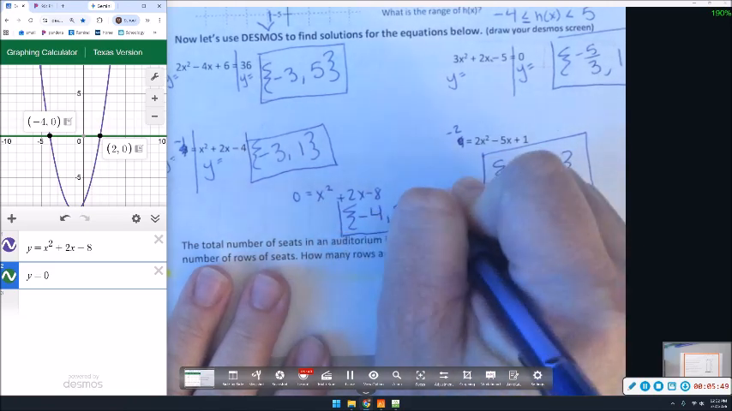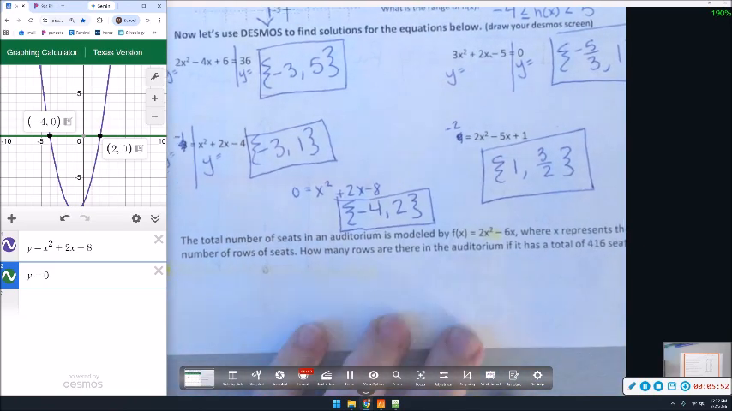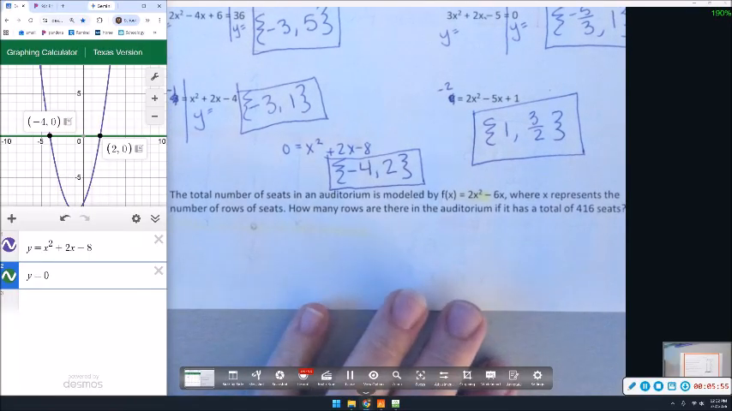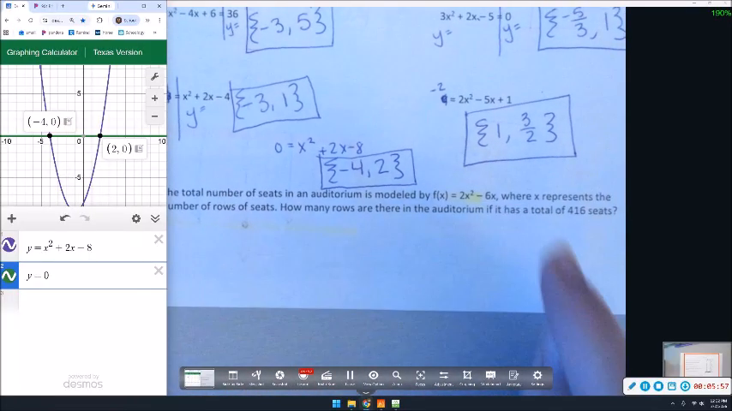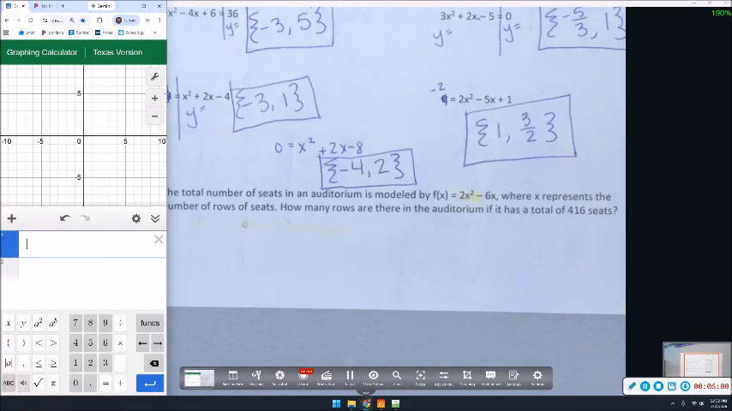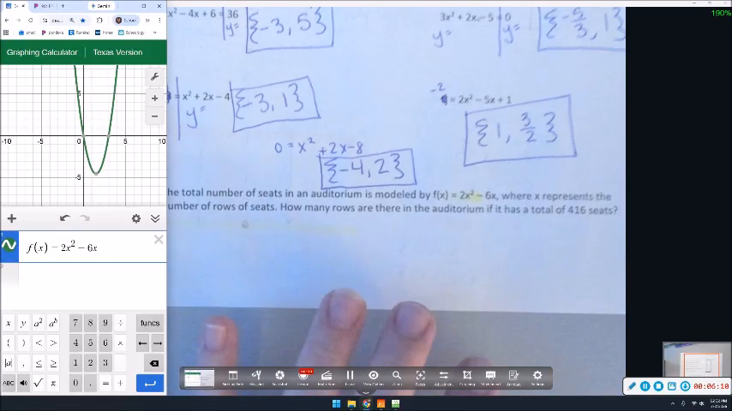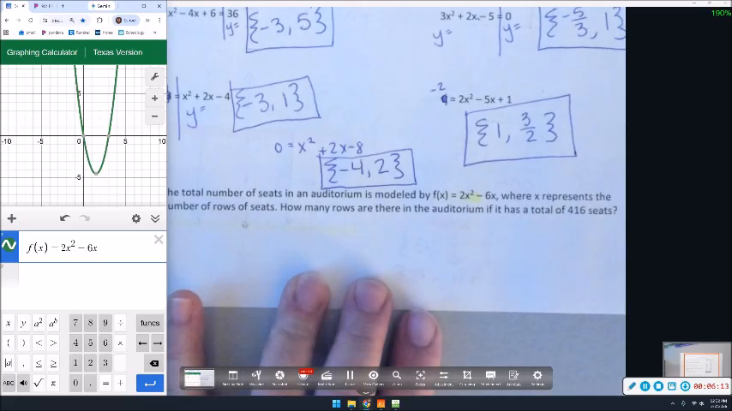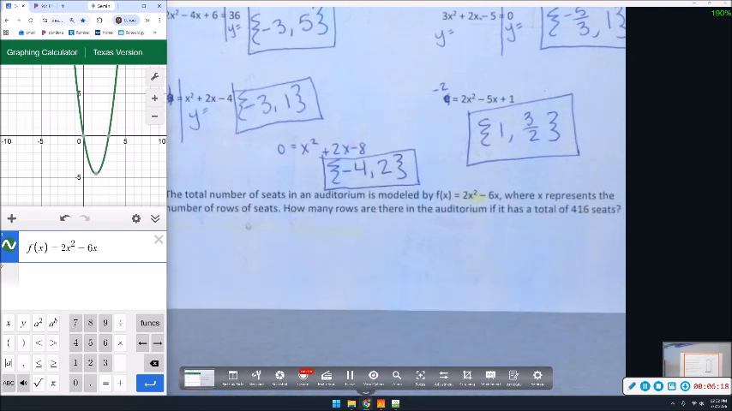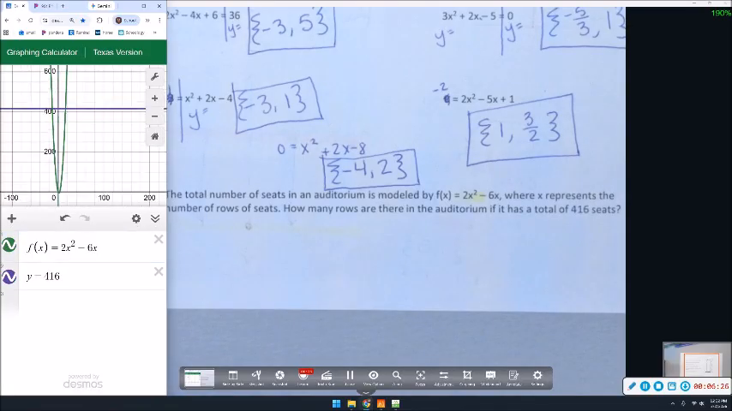Now the last one is a word problem. It says the total number of seats in an auditorium is modeled by this equation, so I'm going to go ahead and type that in. So I have 2x squared minus 6x. And then it says where x represents the number of rows of seats, how many rows are there in the auditorium if it has a total of 416 seats? What am I going to type here? Y equals 416. And now I'm obviously going to have to zoom way out to find that.